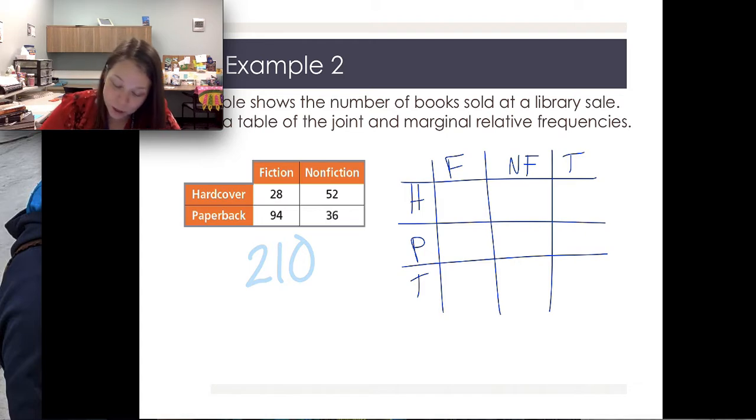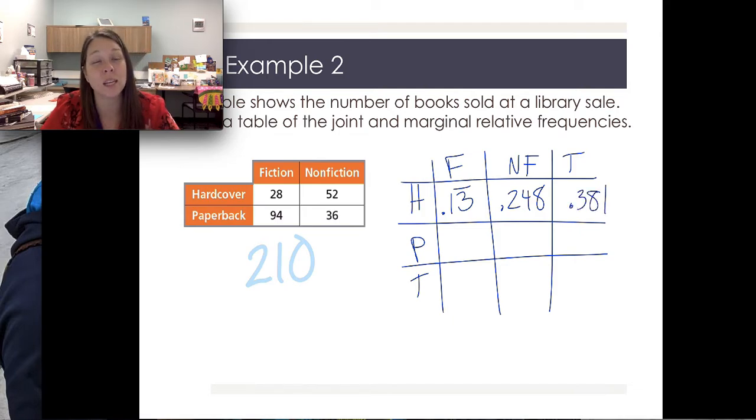So 28 divided by 210 is 0.13 repeating. And I'm going to leave that repeating bar in there just to avoid some rounding errors when I do the total piece. If I do 52 divided by 210, I get 0.248. Also notice that I'm not rounding these decimals. Once you start rounding, the addition of the total column and total row might not add up to 1 because of a rounding error. So I don't round when I do this division. 94 divided by 210 is 0.448. And 36 divided by 210 is 0.171.